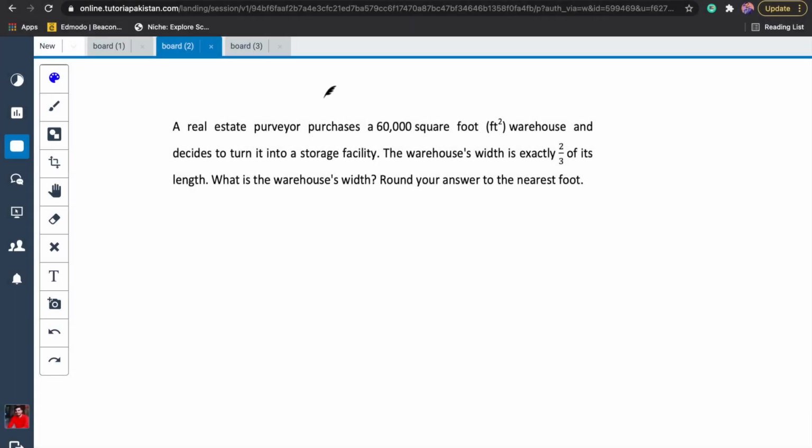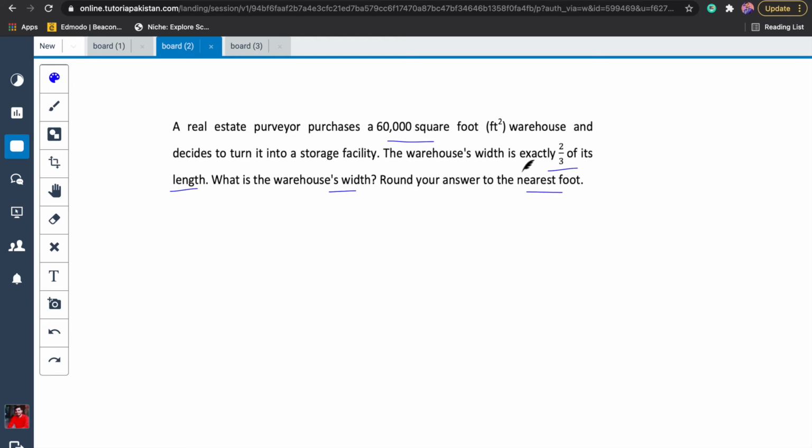Next question. A real estate purveyor purchases a 60,000 square foot warehouse and decides to turn it into a storage facility. The warehouse's width is exactly two-thirds of its length. What is the warehouse's width? Round your answer to the nearest foot.